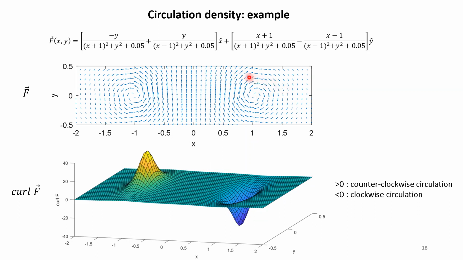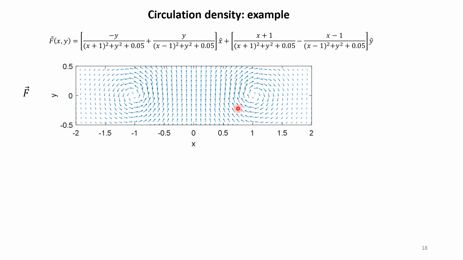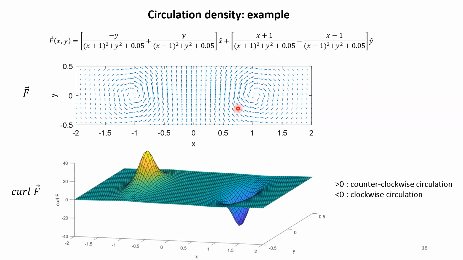So when you have anti-clockwise circulation, then you get a positive value of curl of F, and if you get a negative value of curl of F, then that means you have a field that's going clockwise. So this example gives you some sense of why this curl of F is called circulation density.